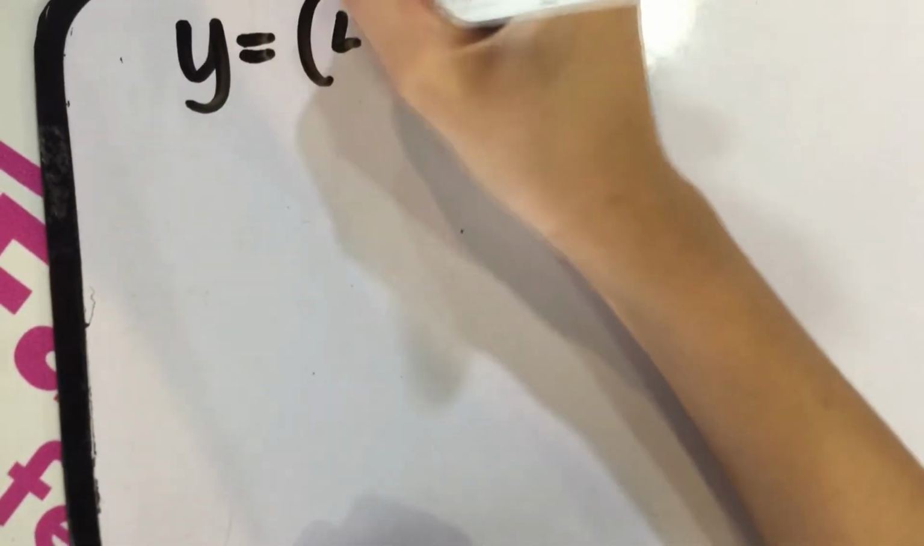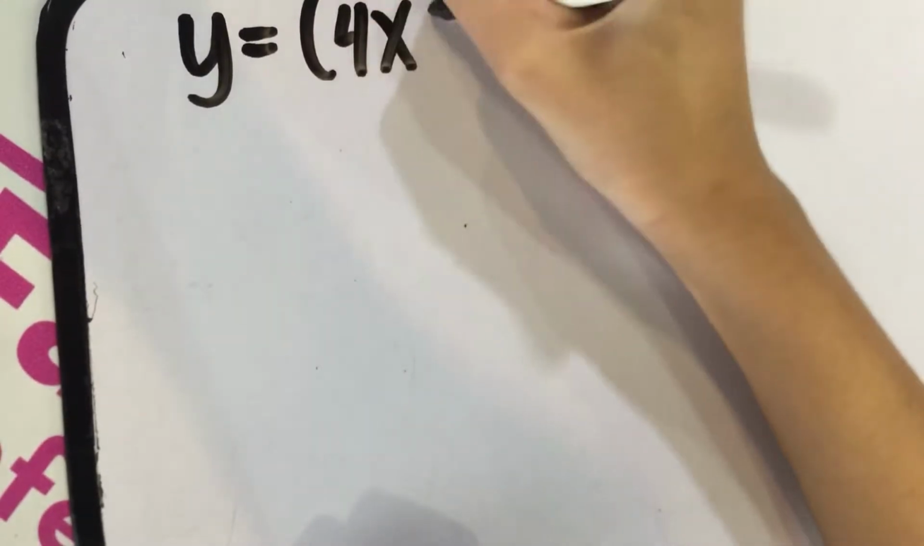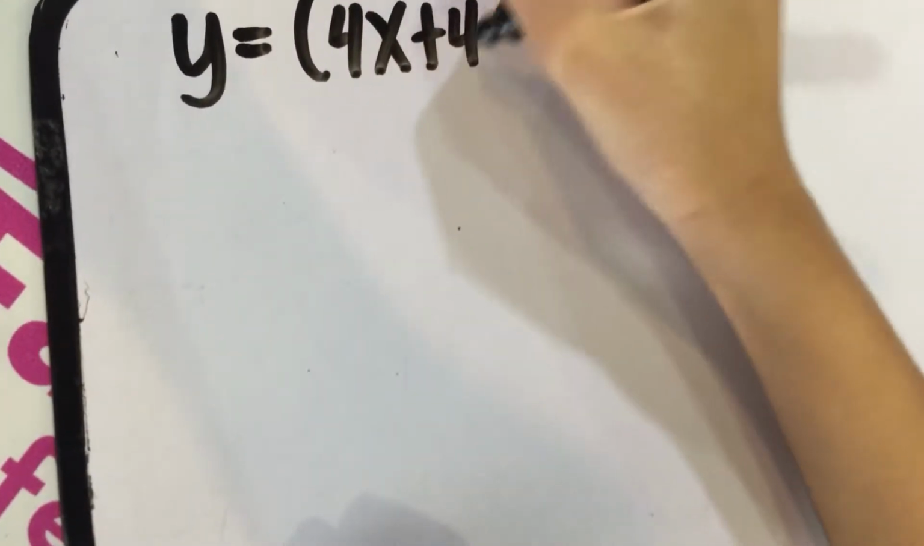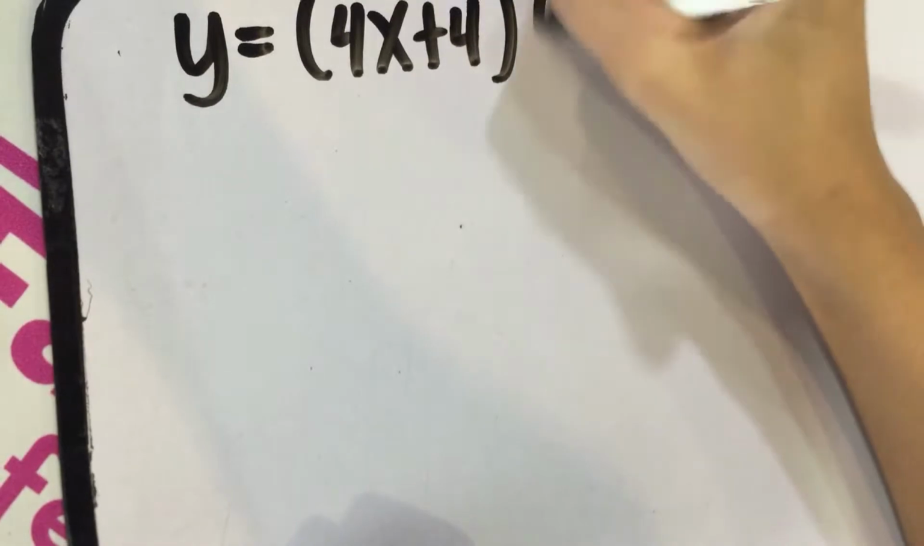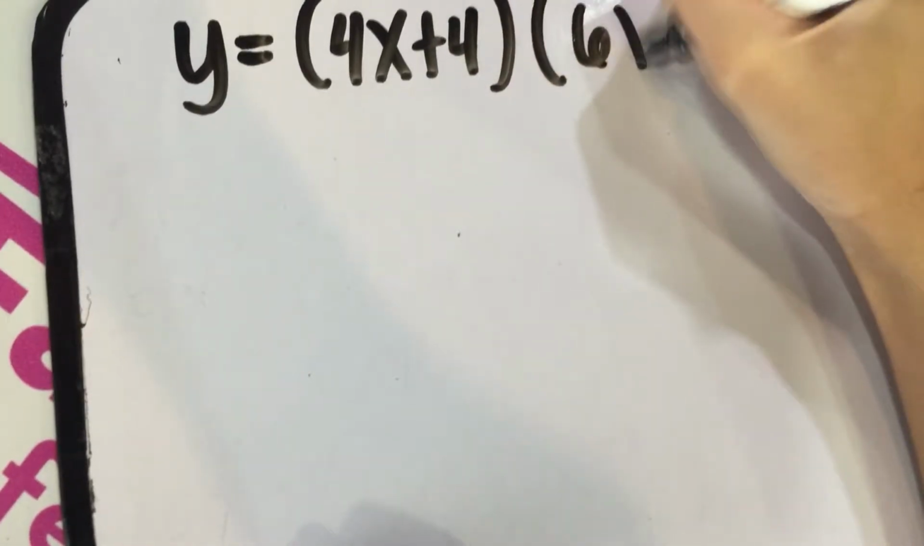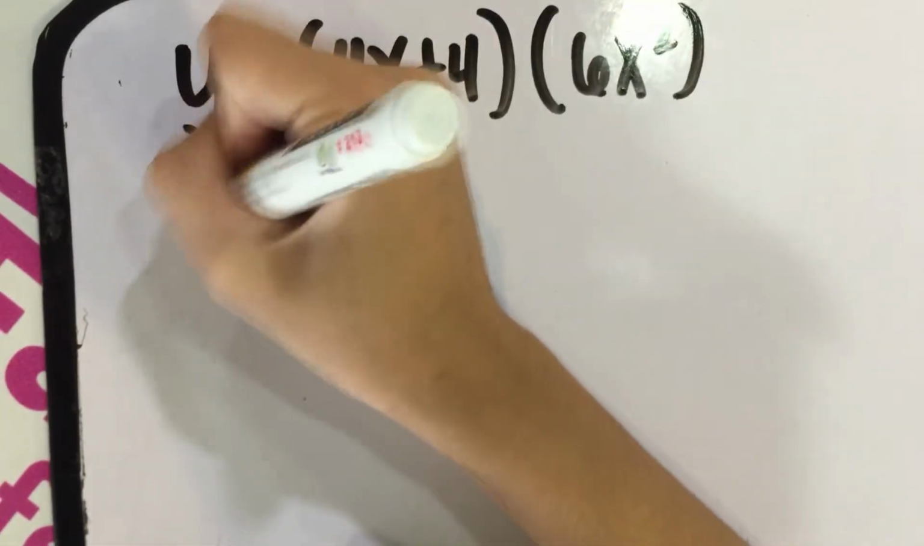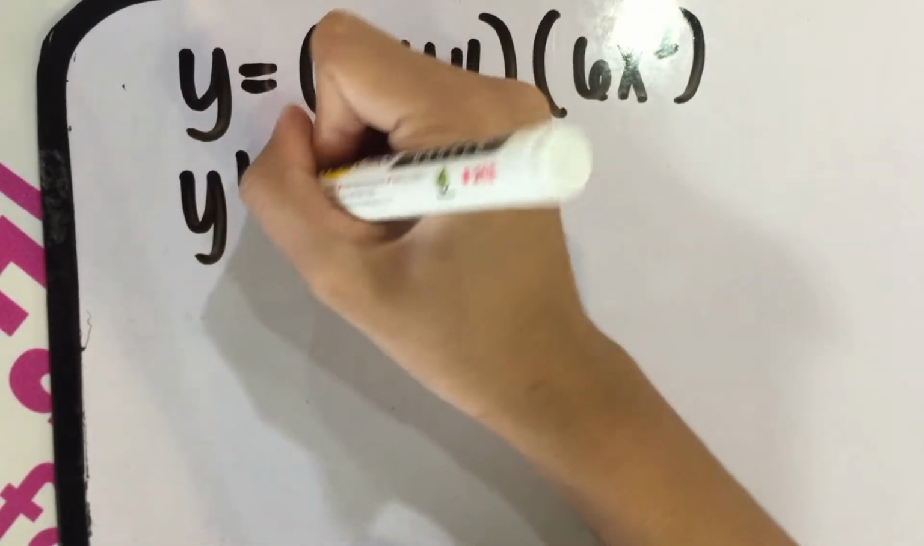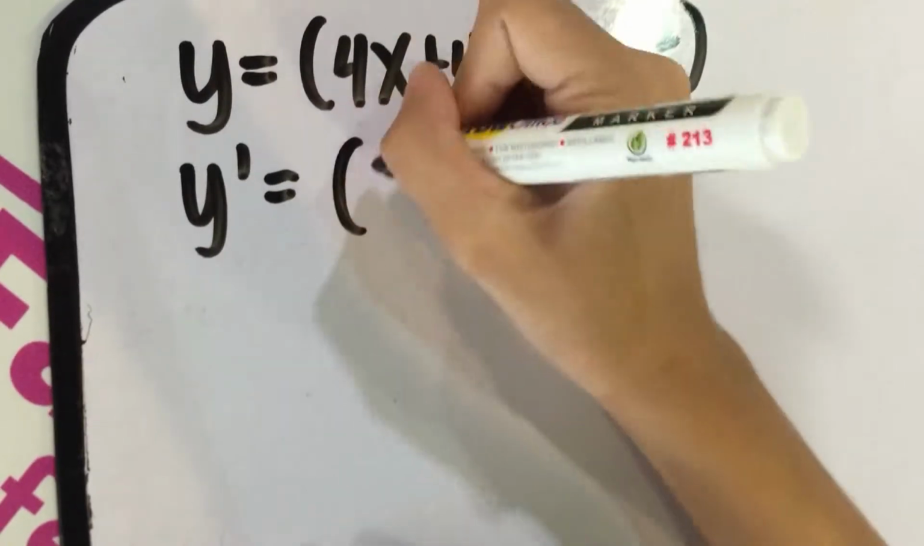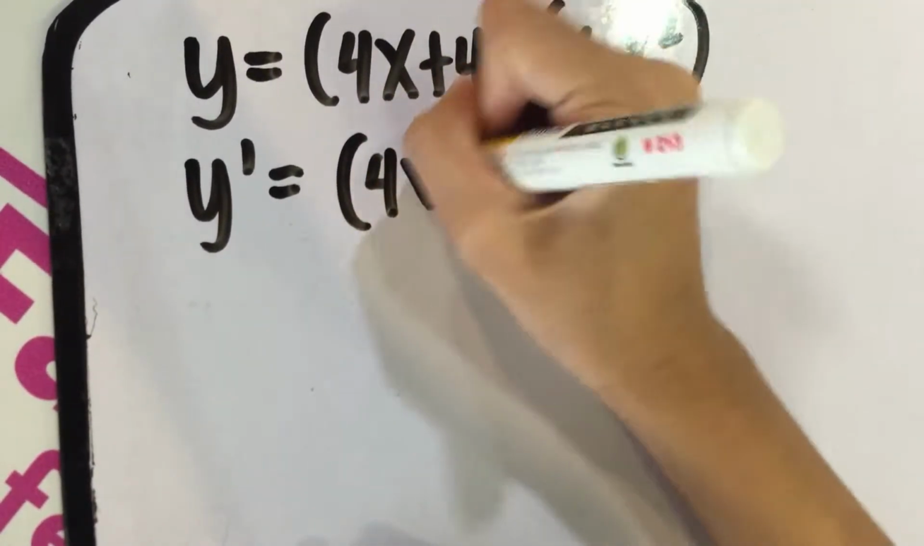The third rule is the product rule. If f of x equals g of x times k of x, then f prime x equals g of x times k prime x plus k of x times g prime x. Let y equals 4x plus 4 times 6x raised to 2. 4x plus 4 is the g of x and 6x raised to 2 is the k of x.